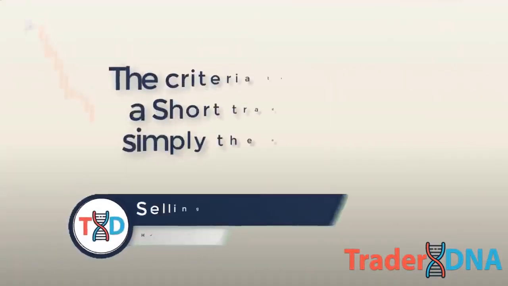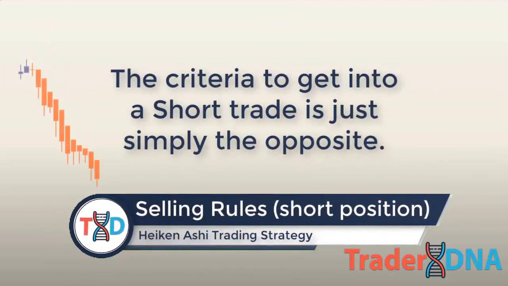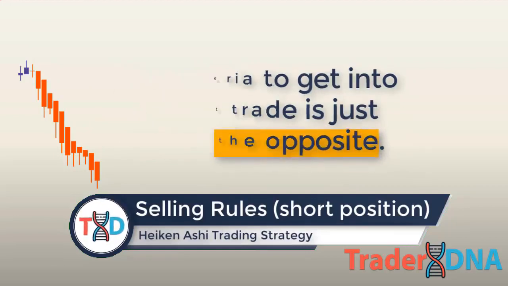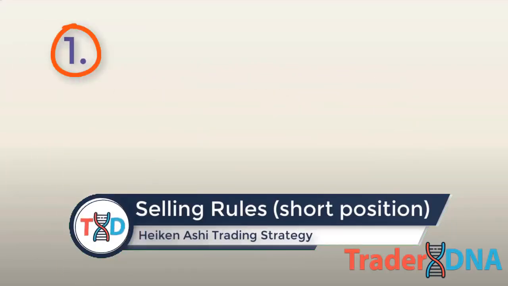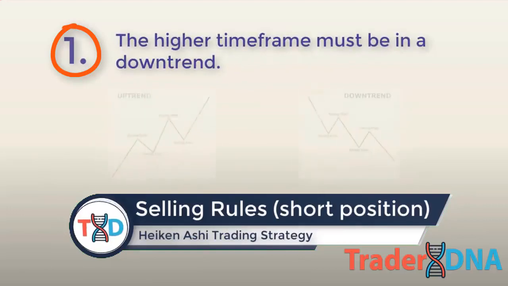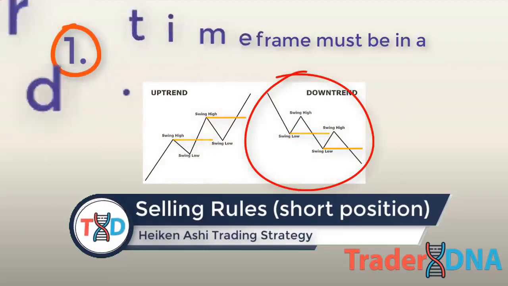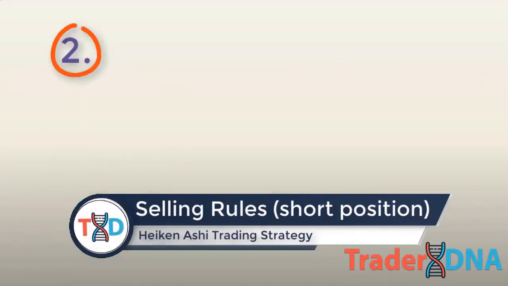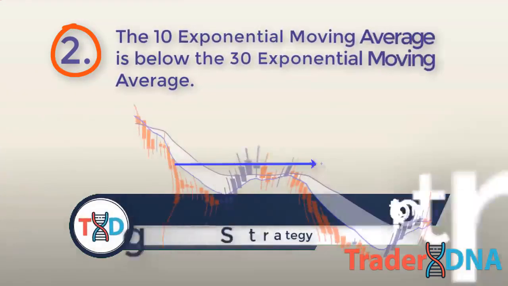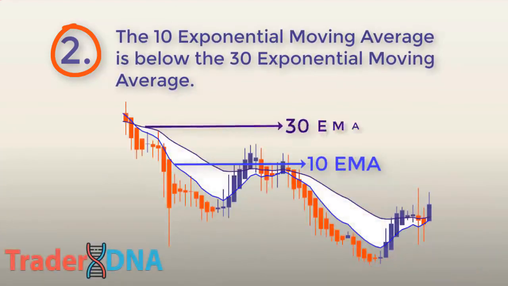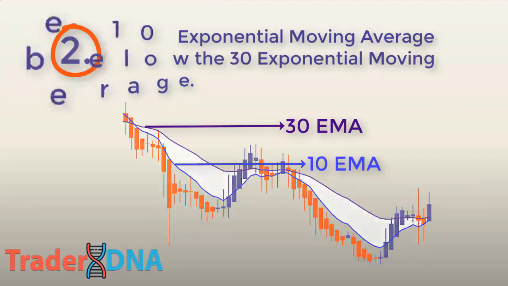Criteria for a short trade. Now that we know the criteria for a long trade, the criteria to get into a short trade is simply the opposite. Criteria number 1. The higher time frame must be in a downtrend. This is denoted by price forming lower highs and lower lows. Criteria number 2. The 10 exponential moving average is below the 30 exponential moving average. This is straightforward, and you should have no difficulties identifying this on your chart by now.